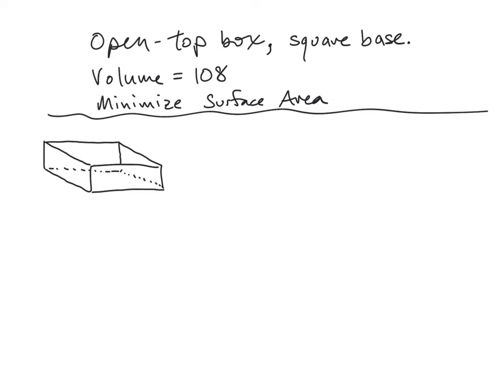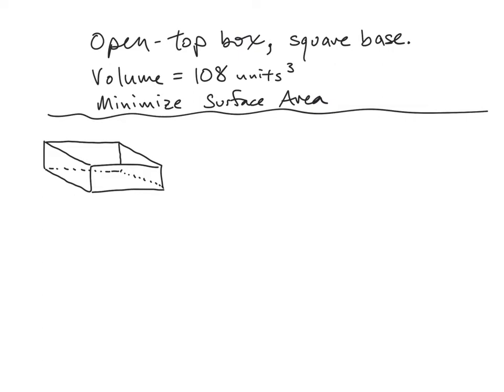Okay, just a really quick example here. We have an open top box with a square base. We know the volume is 108, I guess we can call it units cubed, and we're trying to minimize the surface area.